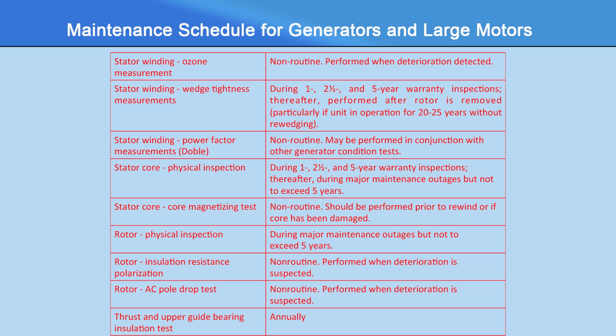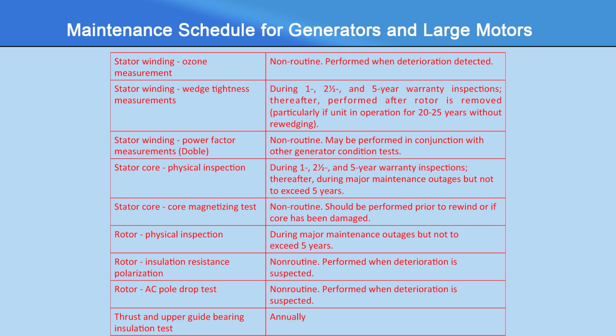Next is wedge tightness measurements. This is performed during first 2.5 and 5-year warranty inspections. Thereafter performed after rotor is removed, particularly if unit is operated for 20 to 25 years without re-wedging. Next one is stator winding power factor measurements by double test. It is again a non-routine test and may be performed in conjunction with other generator condition tests.